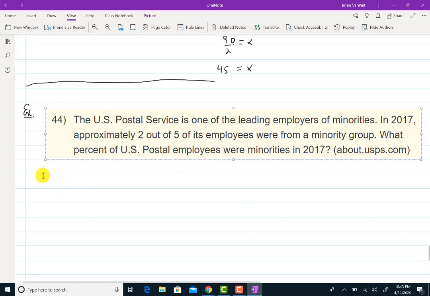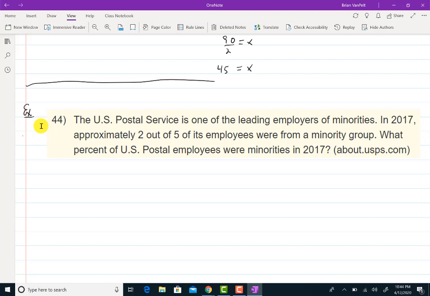All right, in this problem, we have the U.S. Postal Service is one of the leading employers of minorities. In 2017, approximately two out of its five employees were from a minority group. What percent of the employees were minorities in 2017? Let's see what we have here.